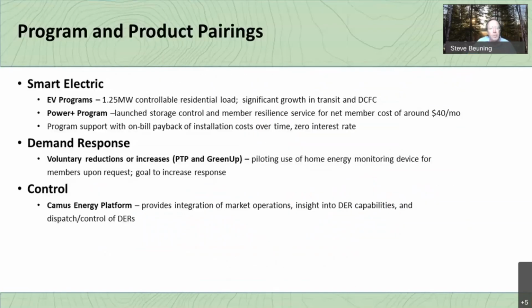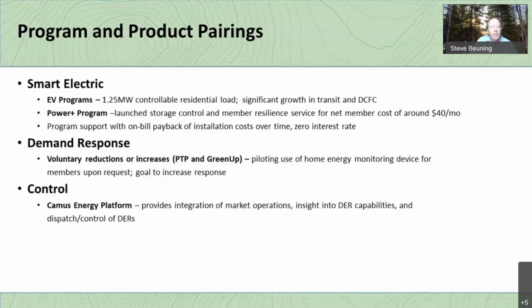So just to wrap things up here, I think this is my last slide. On our EV programs at this point, we have about 1.25 megawatts of controllable residential load. I know that doesn't sound like much, but as best we can tell, we have 34% of the registered electric vehicles in our service territory participating in this program. So when you look at it on a market penetration basis, we're really pleased about that.